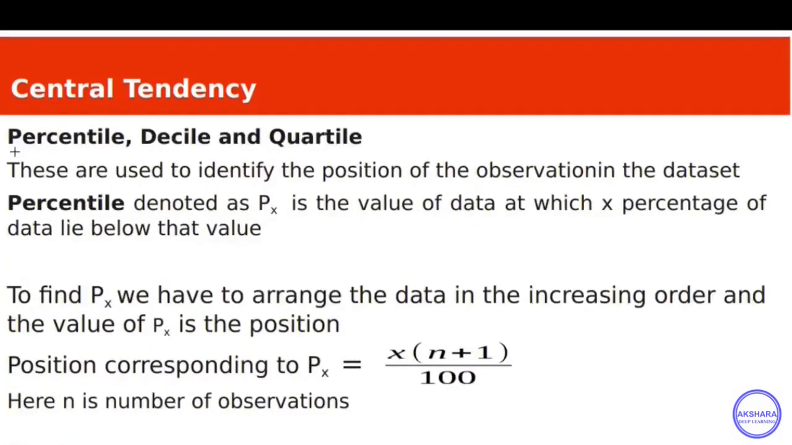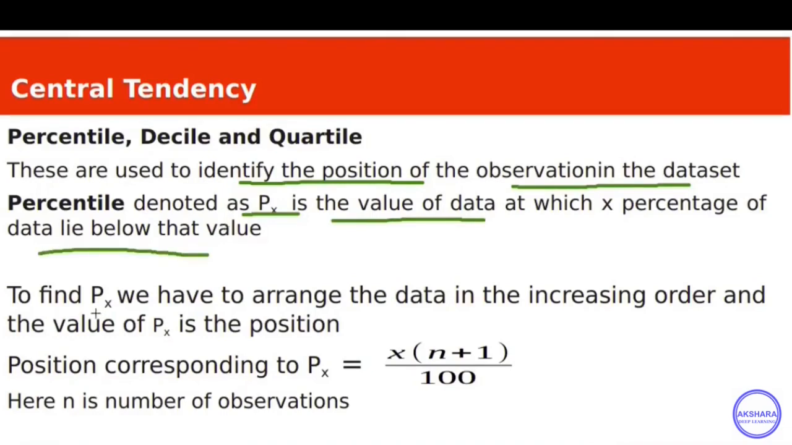Other measures of central tendency are percentile, decile, and quartile. These are used to identify the position of an observation within the dataset. Percentile, denoted as P of x, is the value of the data below which x% of data lie. To find P of x, we have to arrange the data in ascending order, and the position corresponding to P of x will be x into (n plus 1) by 100. Here n is the number of observations.